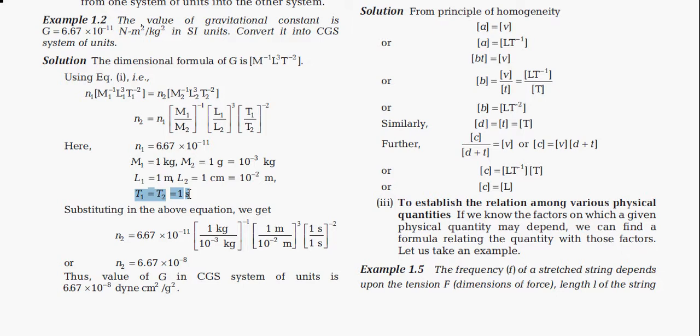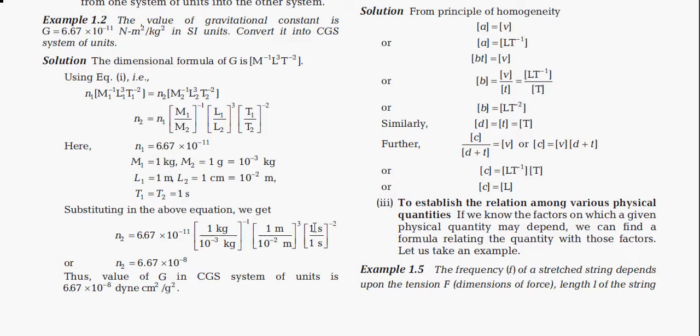So let's put the values in place of m1. The m1 will remain 1 kg, but in place of m2, m2 is nothing but 1 gram, and this 1 gram can be written as 10 raised to power minus 3 kg. L1 will be 1 meter only, so just place the value 1 meter here, and this l2 is nothing but 1 centimeter, and this 1 centimeter can be written as 1 by 100, that is nothing but 10 raised to power minus 2 meter.